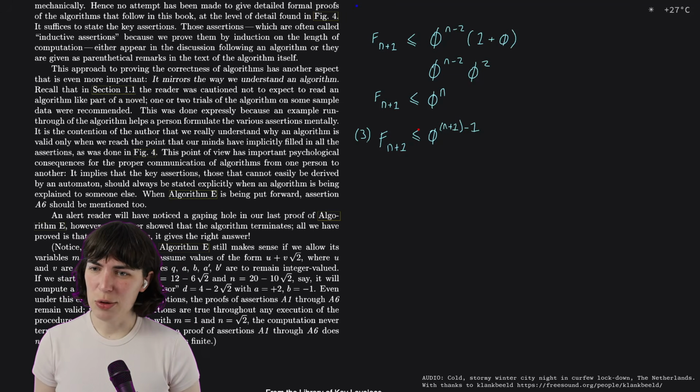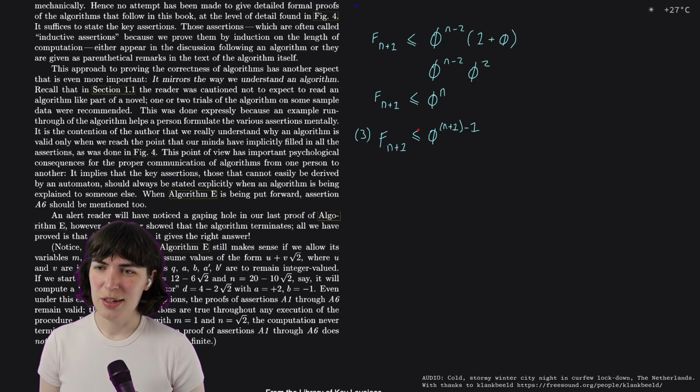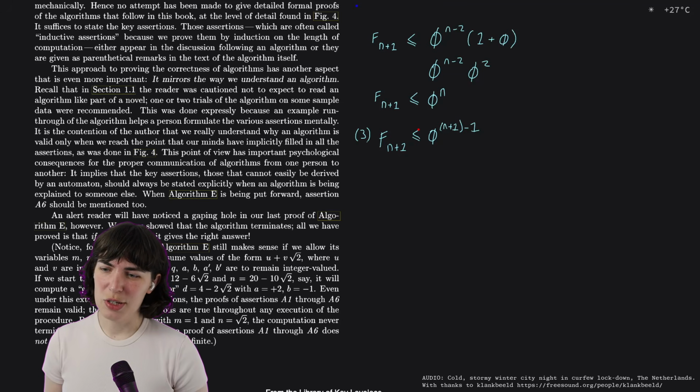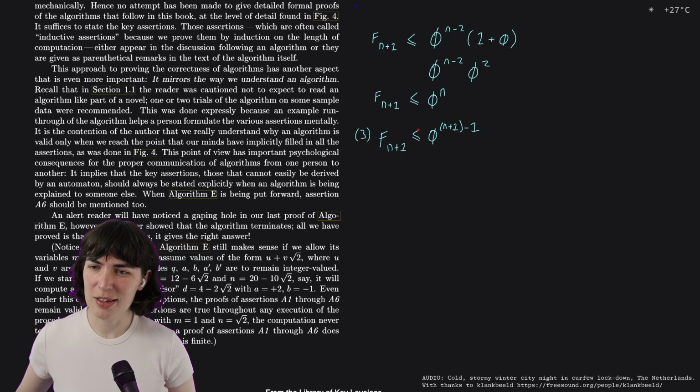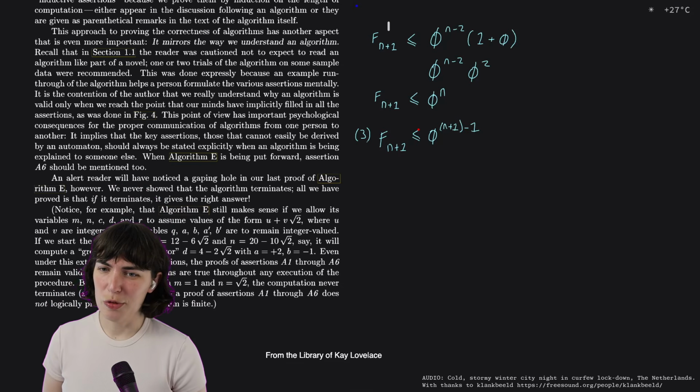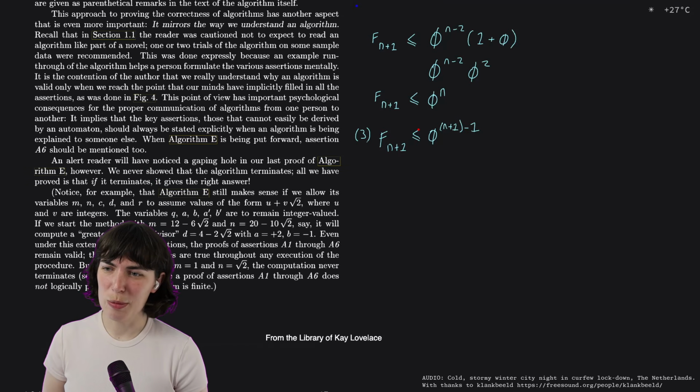It is the contention of the author that we really understand why an algorithm is valid only when we reach the point that our minds have implicitly filled in all the assertions, as was done in Figure 4. This point of view has important psychological consequences for the proper communication of algorithms from one person to another. It implies that the key assertions, those that cannot easily be derived by an automaton, should always be stated explicitly when an algorithm is being explained to someone else. When algorithm E is being put forward, assertion A6 should be mentioned too.